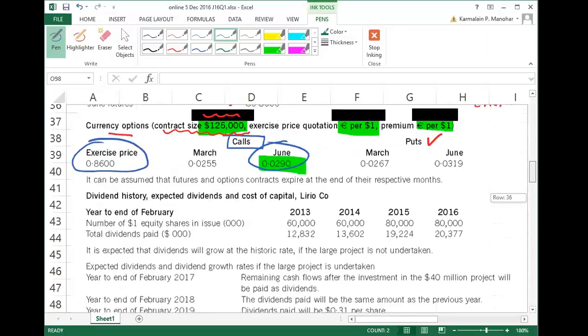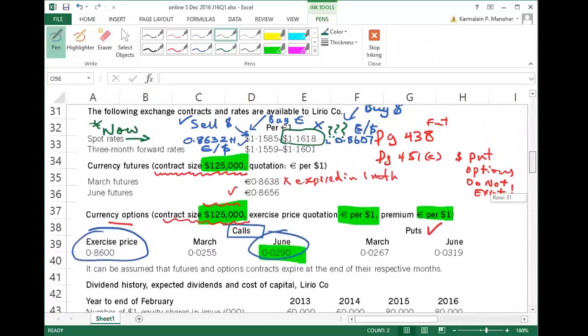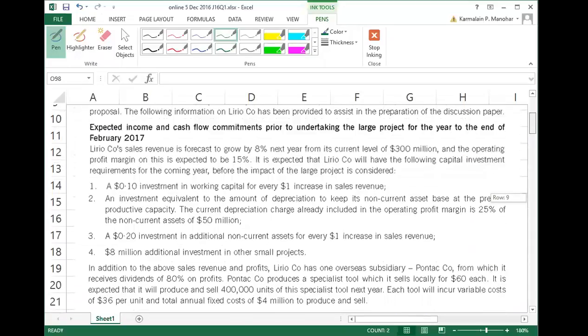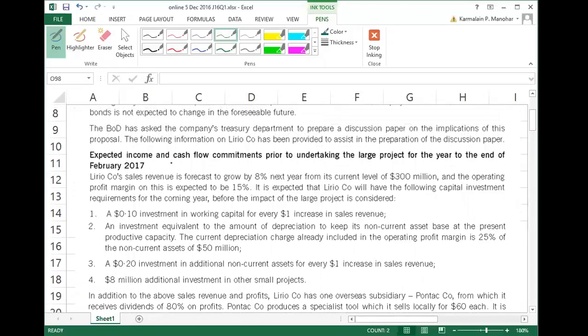So looking up here at what we have, dividend history, expected dividend, cost of capital, and further up here. This is expected income and cash flow commitments before taking on the project. So we have all these sales. We have this working capital for the coming year before, again, all of this is before the large project. Operating margin 15%. We have sales growing by 8% next year. We have the working capital. We have depreciation, investment equivalent to the depreciation.